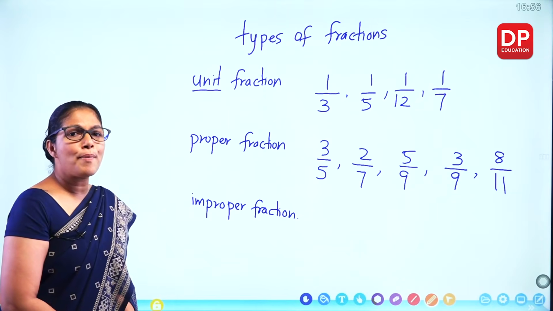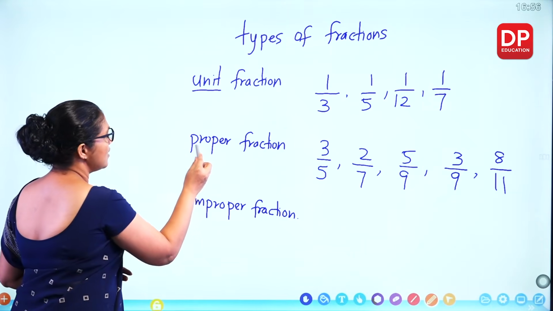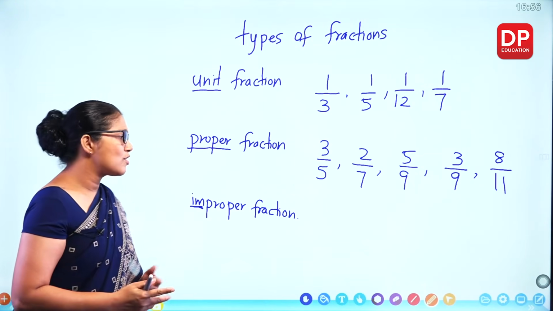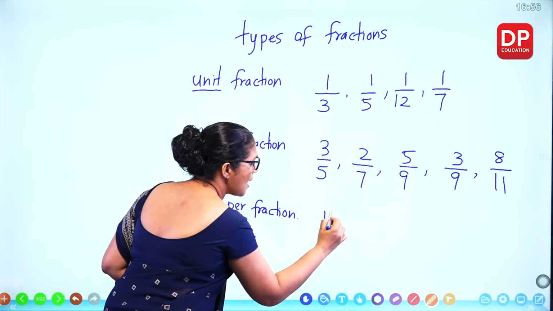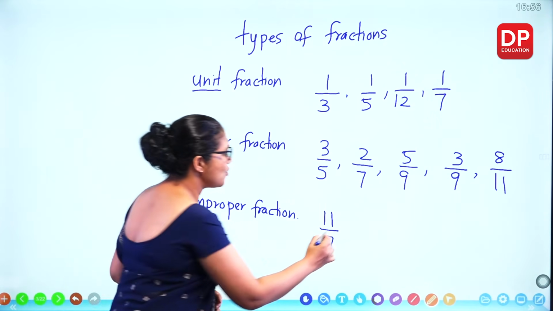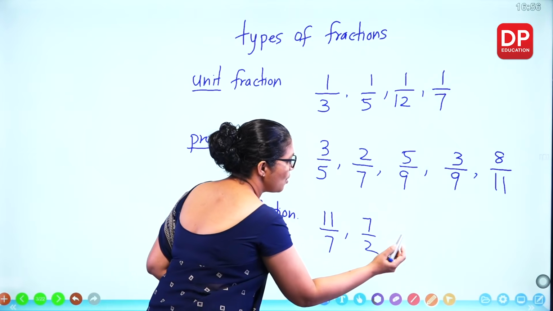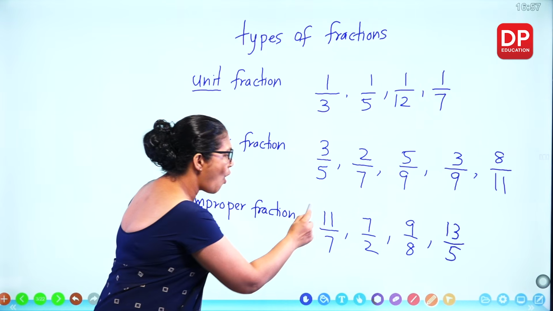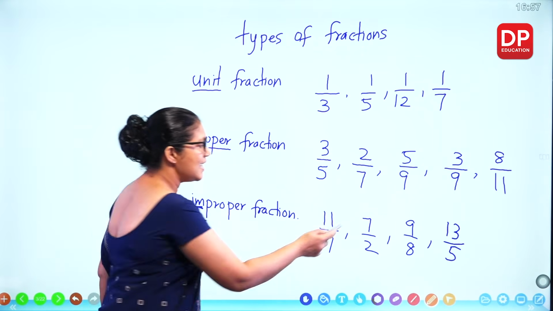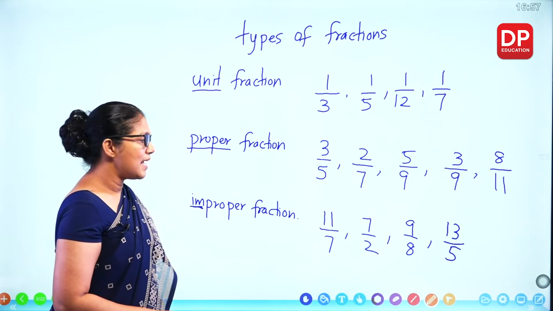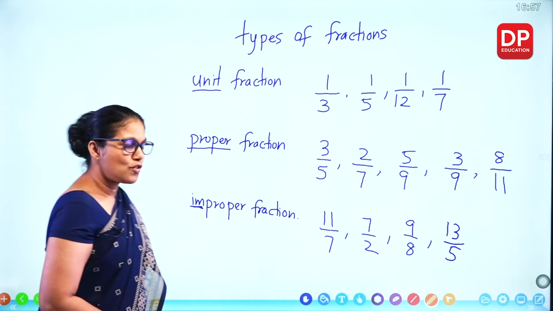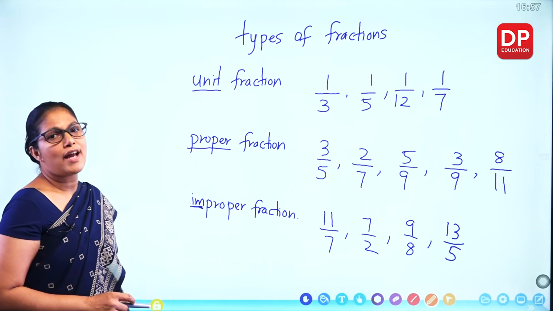Now what are improper fractions? Here, just the word IM is added extra to this. That means the opposite of this. So we take something like this. What can you see? 7 over 2. 9 over 8. Another example, 13 over 5. What can you see? The numerator is always bigger than the denominator. 9 is bigger than 8. 13 is bigger than 5. So these are called improper fractions.